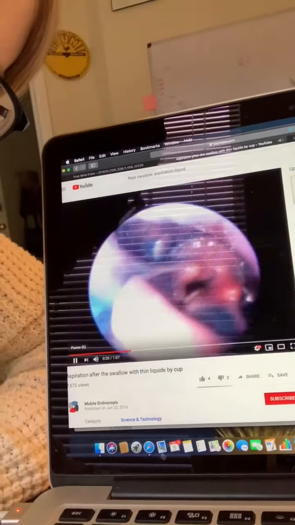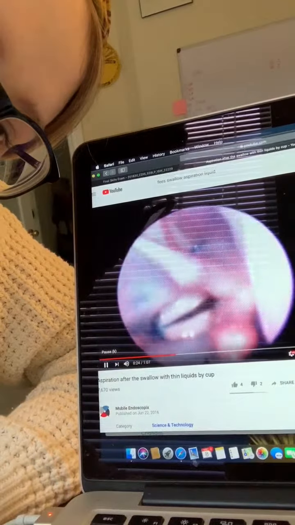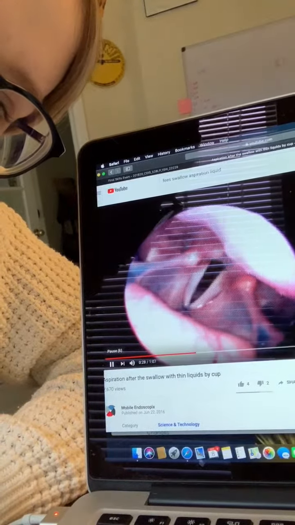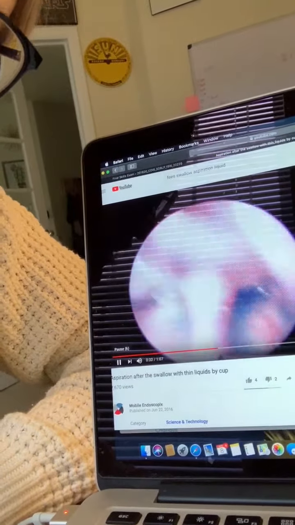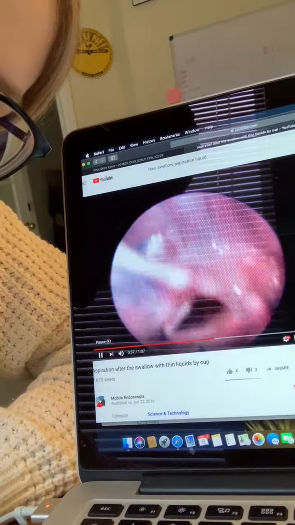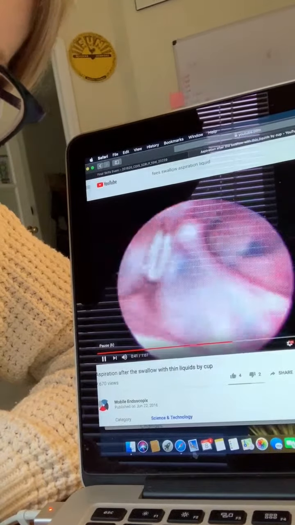Yep, so that's where you're breathing, and I think you're coughing here, trying to get all those secretions out of that laryngeal vestibule. I'm trying to get a better look here. Yeah, it looks like you're coughing again, trying to get all that out.